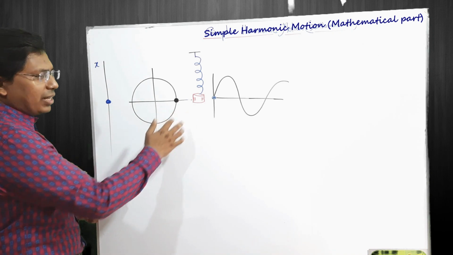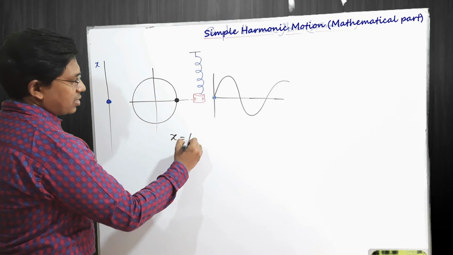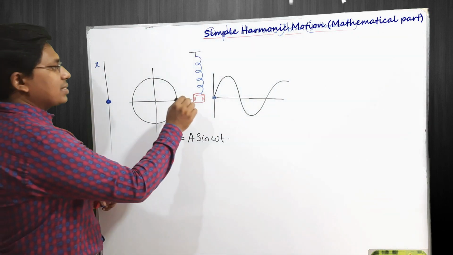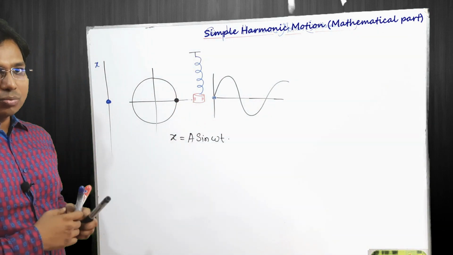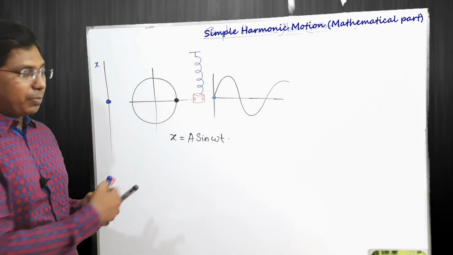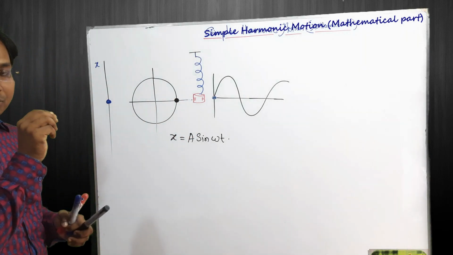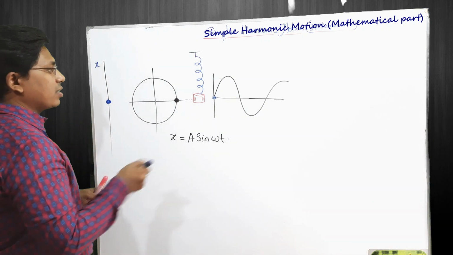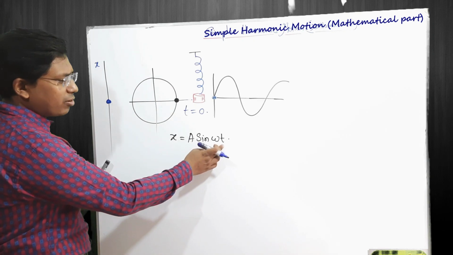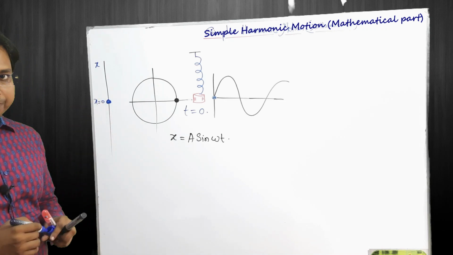In our basic theory lecture, we derived an equation of the displacement, and it's a known equation: x equals a sine omega t. We consider this the initial stage of vibrating; we just take a snap. The position of the spring here is the equilibrium position, and when we start, we consider this point the starting point. That's why we consider the time as zero. If we put time equal to zero, sine zero is zero, so the position is zero. This is called the origin, x equals zero.